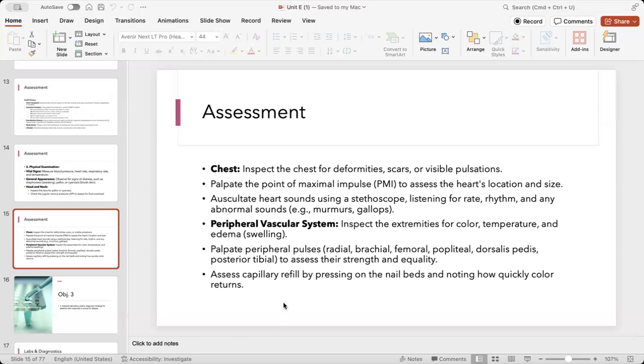Another thing you're going to see is poor capillary refill, right? So we're not getting perfusion to the rest of our body. We're not getting perfusion to our tissues. Okay, so capillary refill is likely to be impaired too.